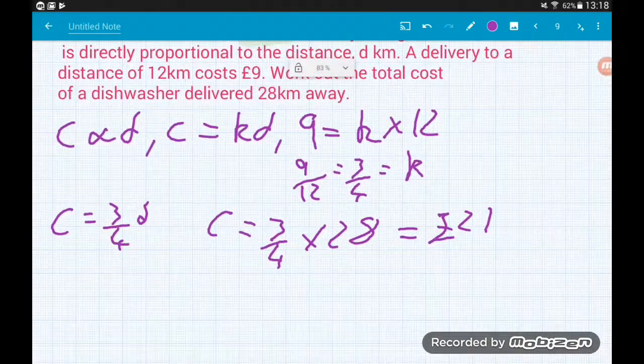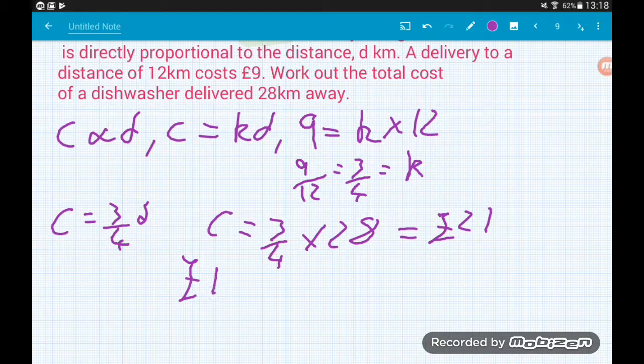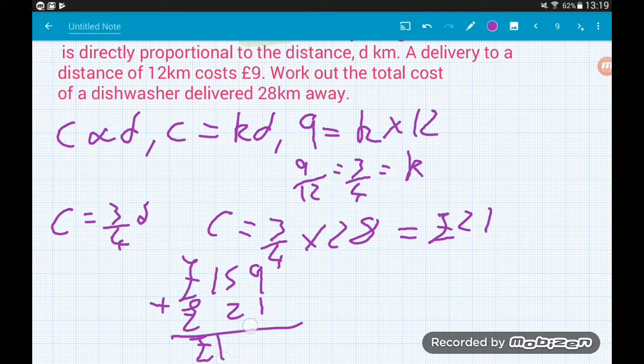Now the total cost then is going to be the cost of the dishwasher, £159, add the cost of delivery, 21, which will give us £180. Jobs are good. Okay guys, that's direct proportion. Hope it's been useful.